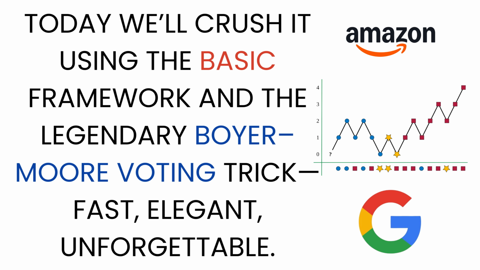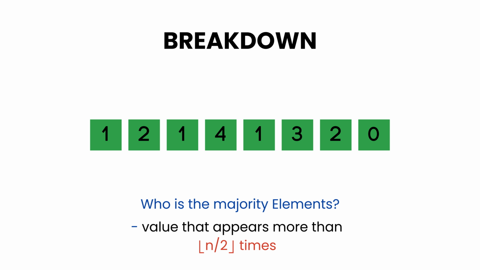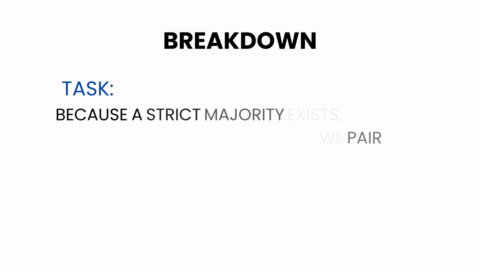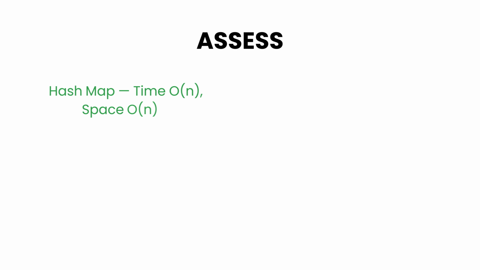Fast, elegant, unforgettable. Breakdown. We're given an integer array and guaranteed there's a majority element, a value that appears more than n/2 times. Our task: return that element. Because a strict majority exists, it must be the final winner if we pair off different elements until one remains. Assess. A hash map count would work in O(n) time but O(n) space.